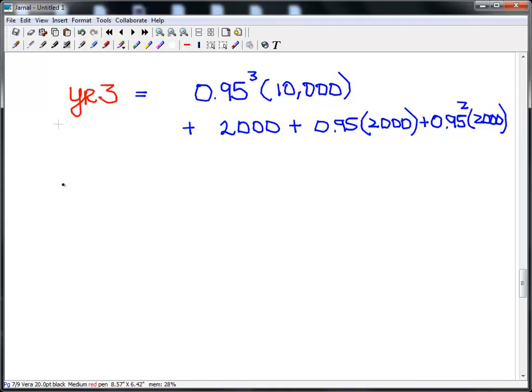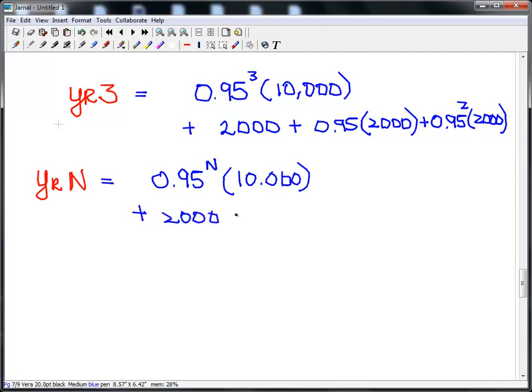So what I'm going to do here is write out a general expression for year n. And this is the important bit now: 0.95 to the power of n by 10,000 plus 2,000 plus 0.95 times 2,000 and so on, all the way up to 0.95 to the power of n minus 1 times 2,000.